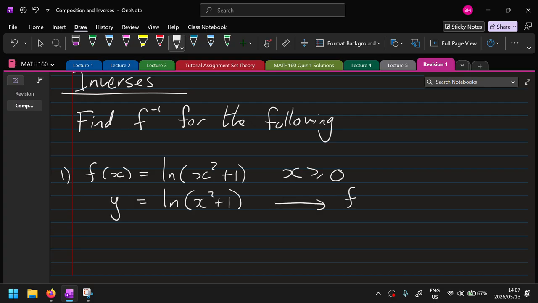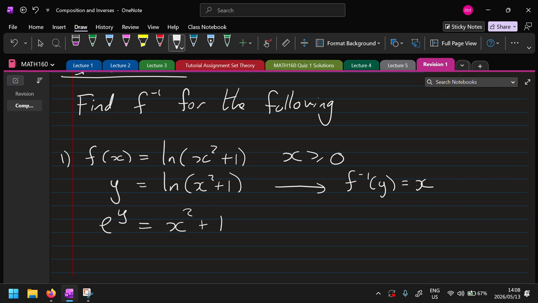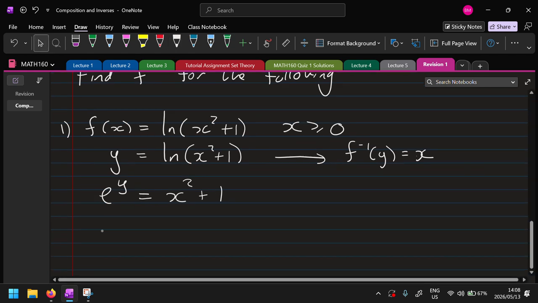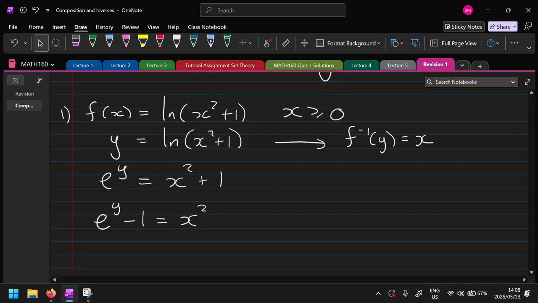Because the idea is f inverse of y must be x. So we've got the natural log there. We want to get rid of that so we can solve for x. So let's do the exponential on both sides. Then we can take the 1 over to the other side. Then we do the roots. So roots will give us some plus minus solution.